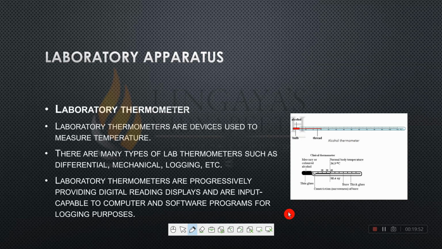Next one is the laboratory thermometer. Laboratory thermometers are used to measure temperature. There are many types of thermometers used in the laboratory, such as differential, mechanical, logging, etc. They are progressively providing digital reading displays and are input capable to computers and software programs for logging processes. It is used to measure the temperature inside the laboratory.